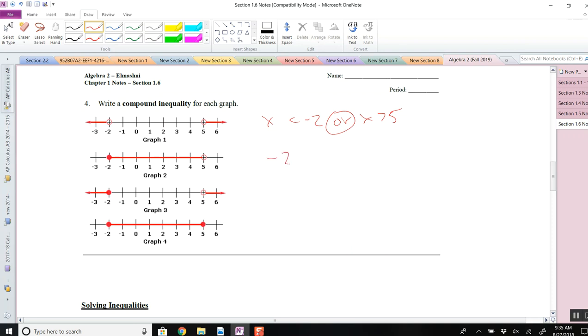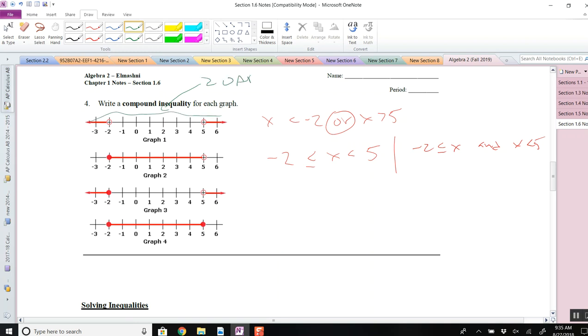Now in this case, we're in between the two, and of course -2 is included. Or if you so desire, you could write it like this. -2 is less than or equal to x, and x is less than 5. That'll also work too.